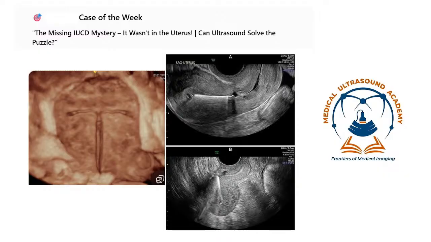So here are the sonography images. So you can see here on 3D, you can see here that is the fundus of the uterus. You can see the IUCD there, and then you can see here.